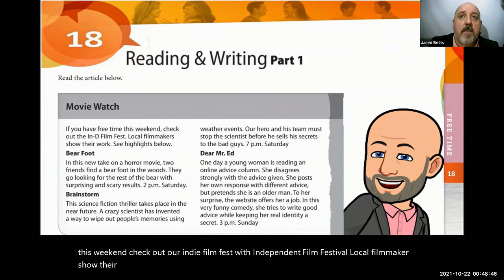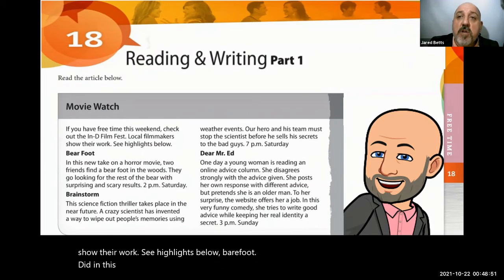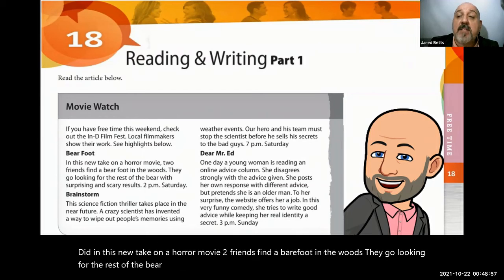See highlights below. Barefoot. In this new take on a horror movie, 2 friends find a barefoot in the woods. They go looking for the rest of the bear with surprising and scary results. 2 p.m. Saturday.